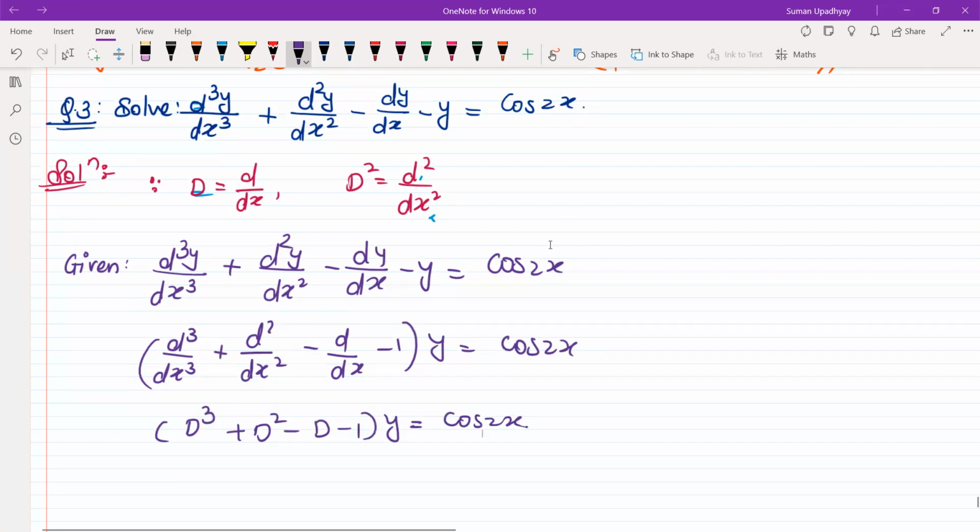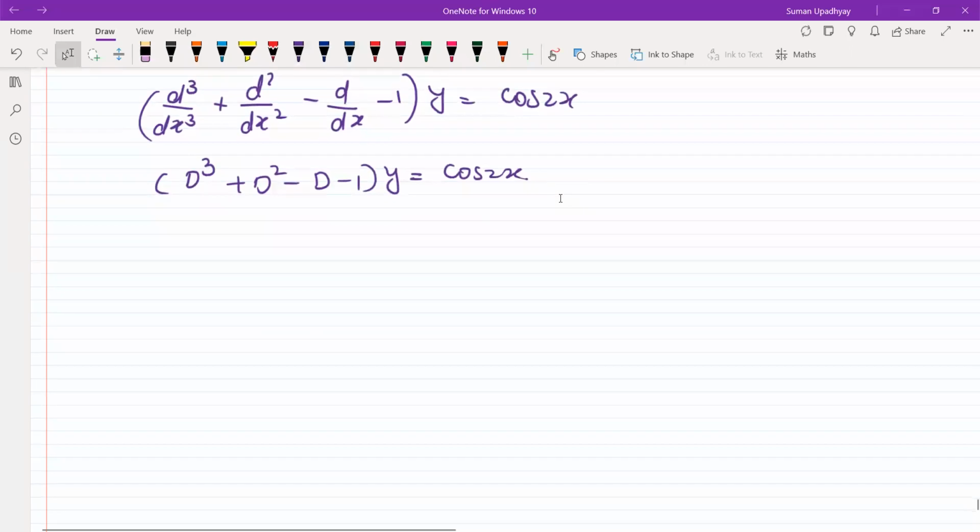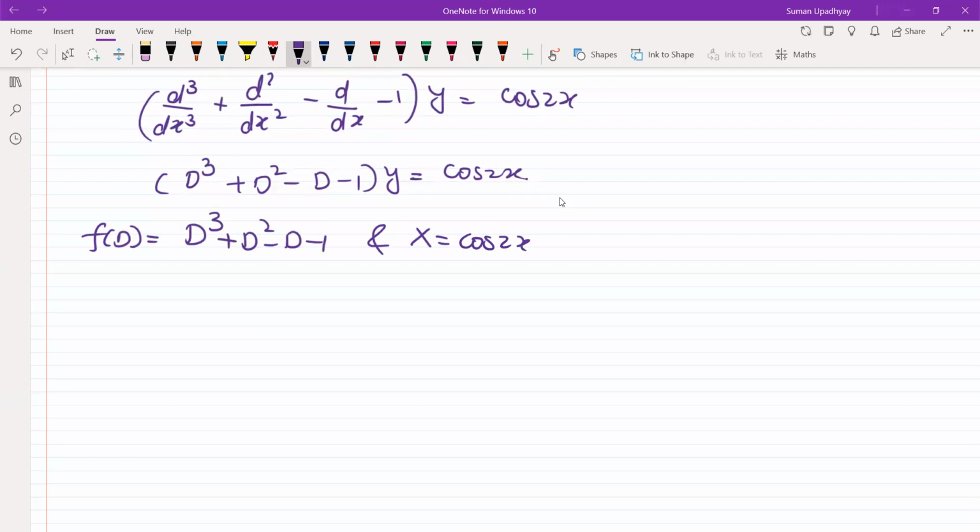Understood? Yes, ma'am. Now you know what is your f of d and what is your capital X. What is your f of d? d cube plus d square minus d minus 1, and what is your capital X? cos 2x. So now you solve it. Find the complementary function and a particular solution and tell me what you are getting. Okay, come on, tell me the roots first of all. What are the roots for this? Giving you 5 minutes. Come on, do this.